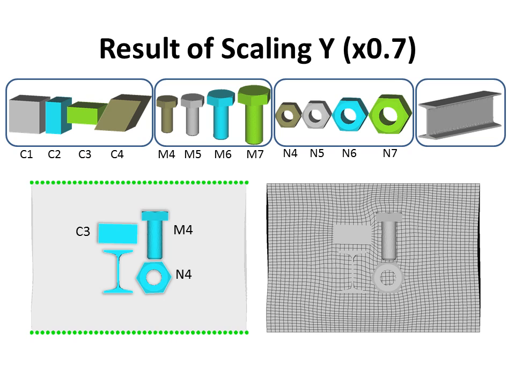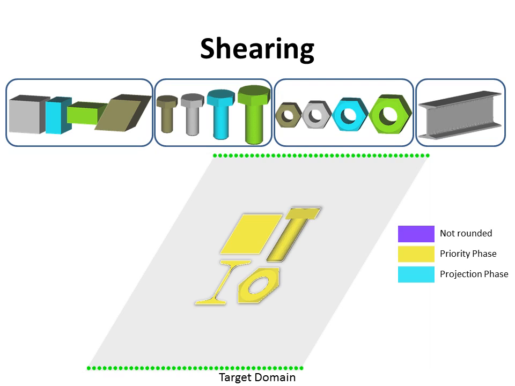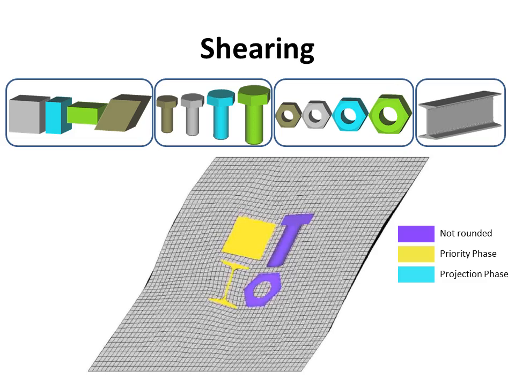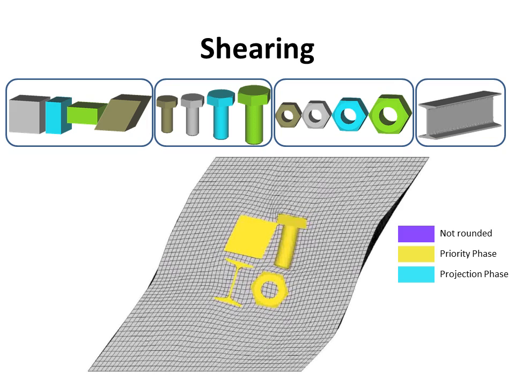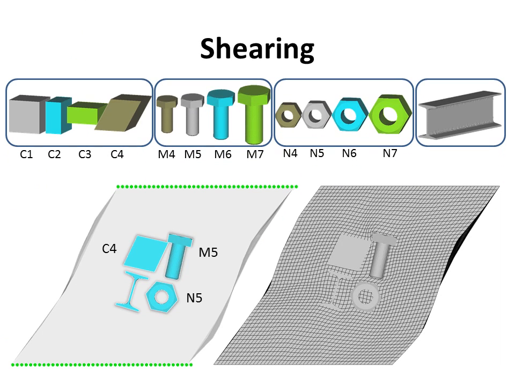To conclude, for scaling down, C3 is selected for cube, M4 is selected for bolt, and M4 is selected for nut. One more example is done by shearing. This time, C4 is selected for cube, M5 is selected for bolt, and M5 is selected for nut.